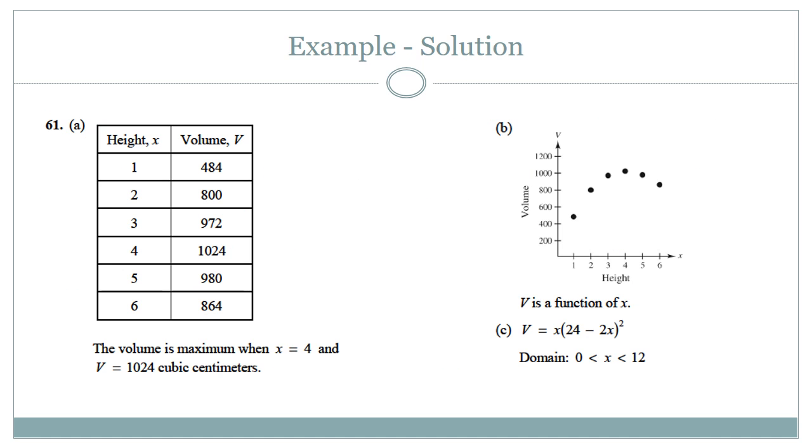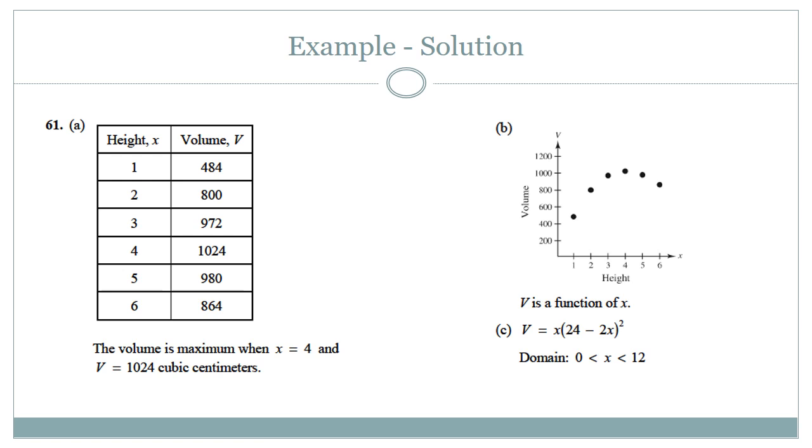Okay, first of all, we're trying to figure out the maximum volume. All we need to do is look at the chart and see that the volume is at its greatest when it is 1024 and x is 4. So when x is 4, the volume is at its maximum of 1024. Part B, we graph it, and really we're looking to see if any points line up on top of each other, because that would make them not a function, and none of them do that. They pass the vertical line test, so V is a function of x.